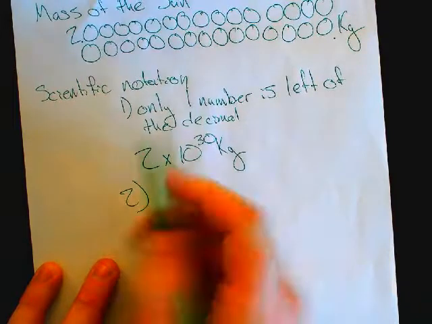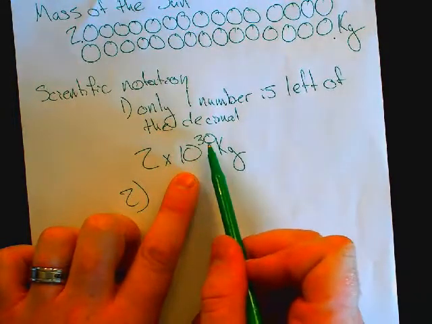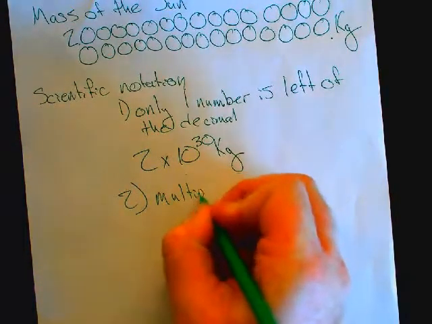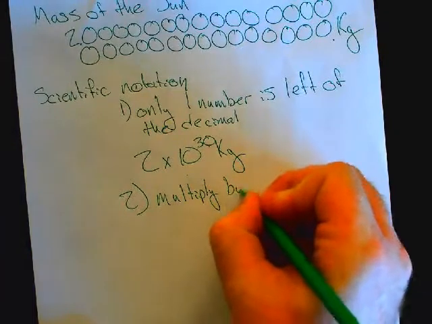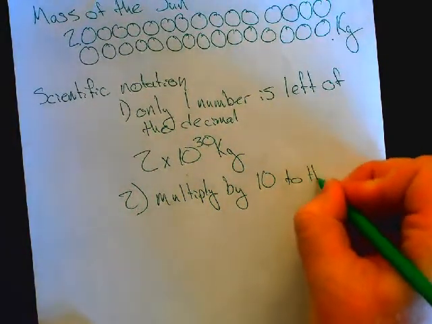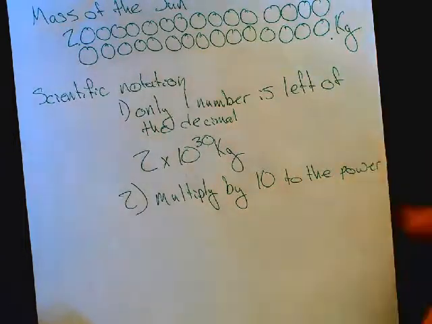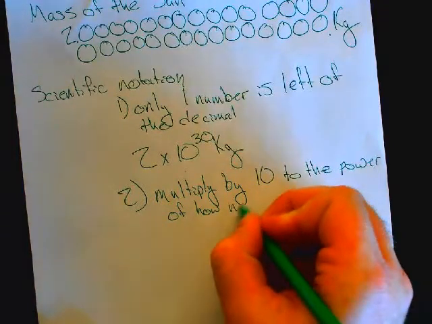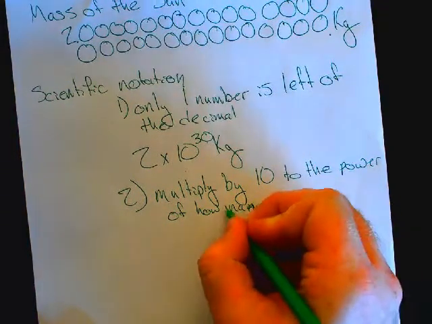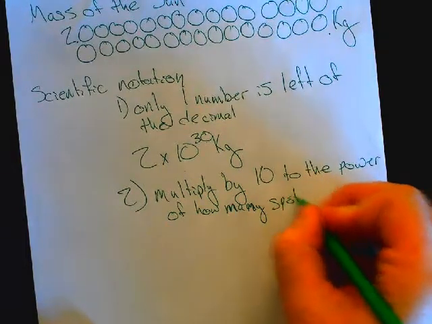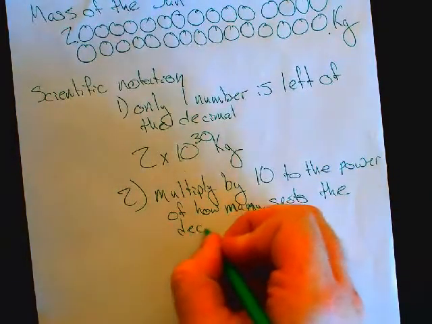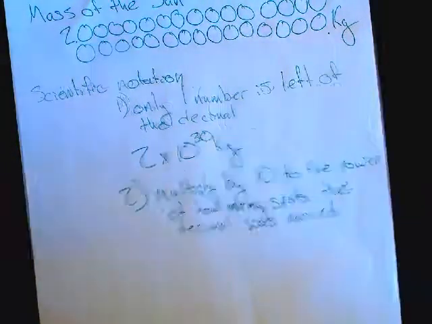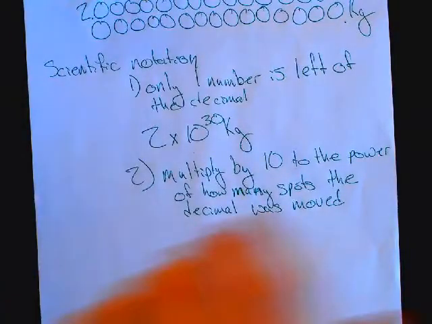I'm going to put 2 here. Multiply it by something to the power, or by 10 to a specific power. Multiply by 10 to the power of how many spots the decimal was moved. Okay, there's our first way that we could deal with writing numbers.